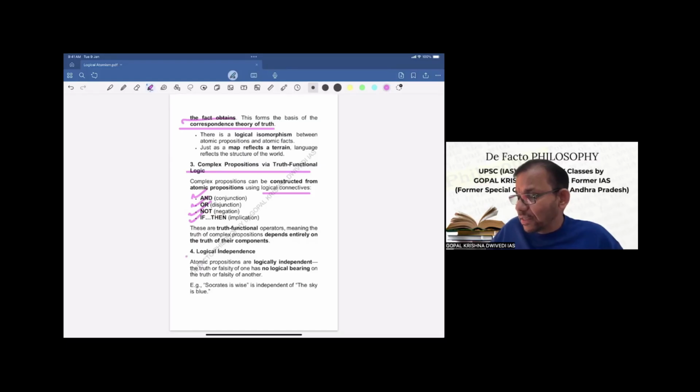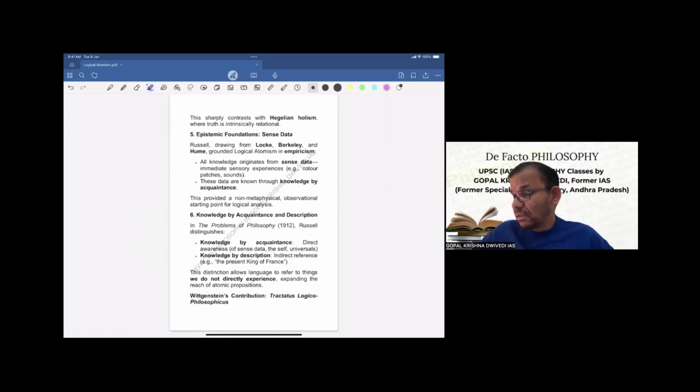Now, another characteristic is logical independence. It has also been said earlier that all atomic propositions are logically independent. They don't depend on each other. The truth or falsity of one has no logical bearing on the truth or falsity of another. So this is again another important point. For example, Socrates is wise is independent of sky is blue. So this is the meaning of logical independence of these atomic propositions.